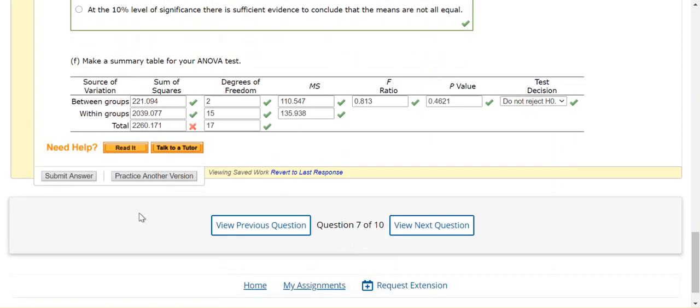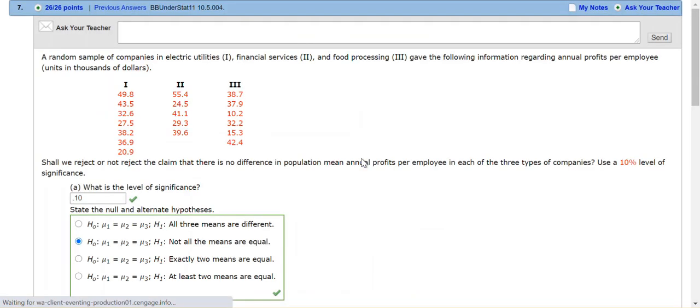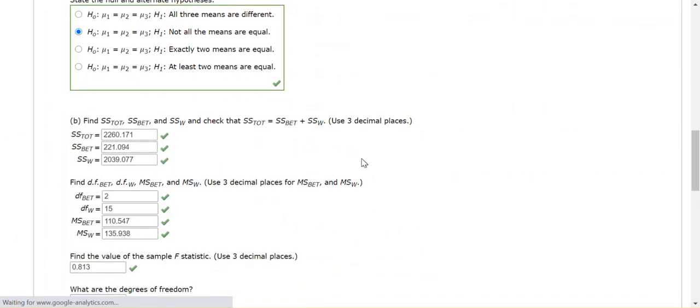So this is why we get multiple submissions, because in case we make a mistake like that. So I'm going to submit my answer again. And this time, I got a perfect score.